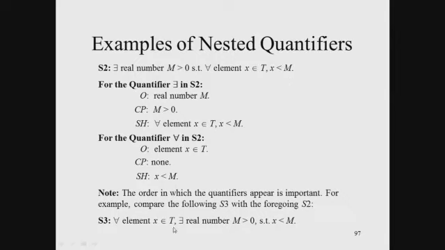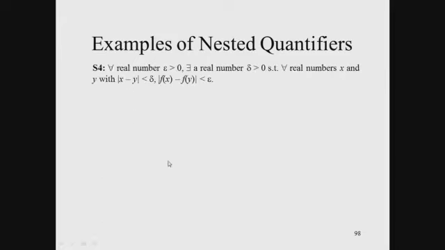But this statement down here is very different. It says that for every element in the set, there is a real number for which x is less than m. And that means that for one x, you can get a particular value of m for which this happens. But if you change the x, you might get a different value for m. So these are very different statements, and hence the order in which you list the quantifiers is very important to the meaning of the statement.